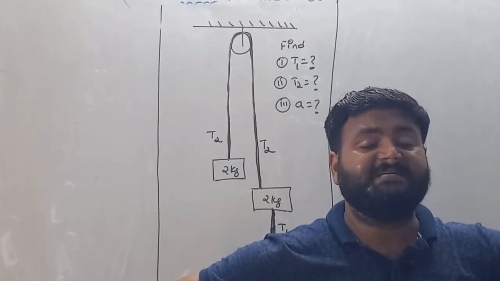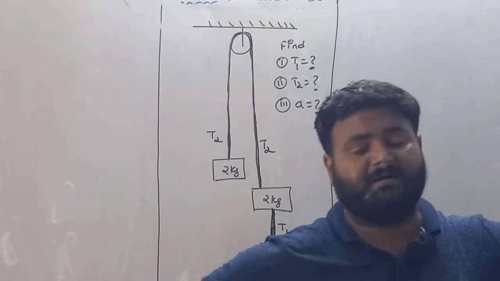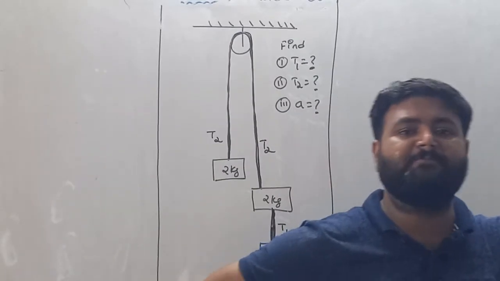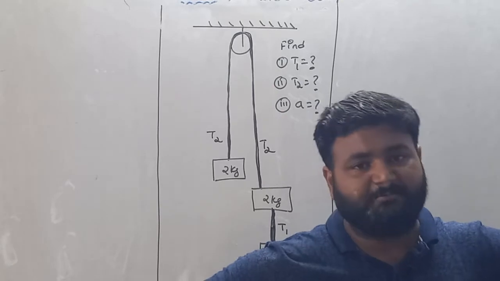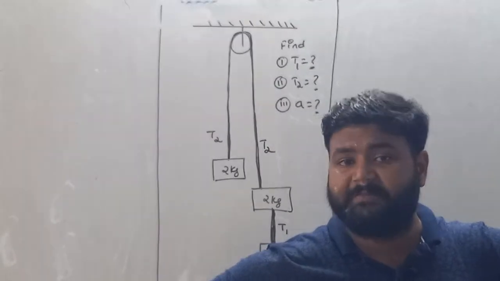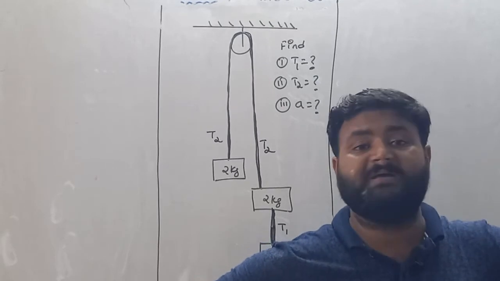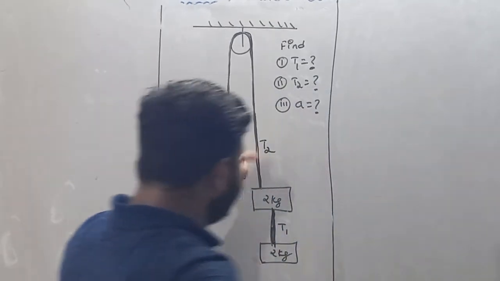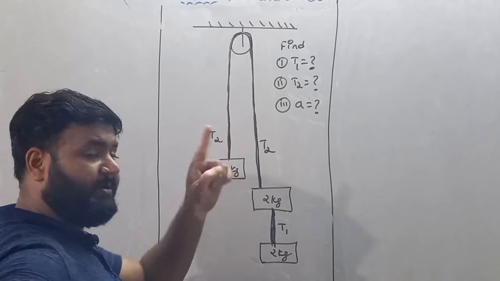You can apply the formula of acceleration as well, but you cannot find the tension with the help of the formula T equals 2 M1 M2 G upon M1 plus M2. This is the formula of tension, but this formula is not applicable if more than one rope is present. So here more than one rope is there, my dear student. You have to apply acceleration.